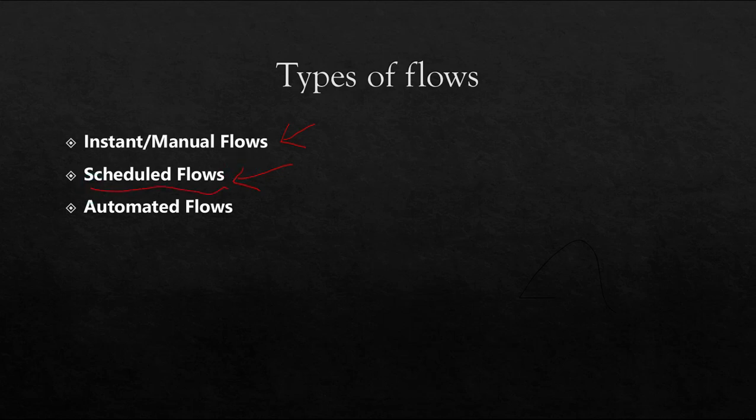Then we have scheduled flows. Scheduled flows are basically for scheduling a task at a predefined time so that it runs at that time every day or every single hour. Every 5 minutes you can schedule that flow to run. Like I want to check my email every 5 minutes and download the attachment, and then save it into OneDrive and send it to someone else. That's basically the scheduled flow. The name says it itself.